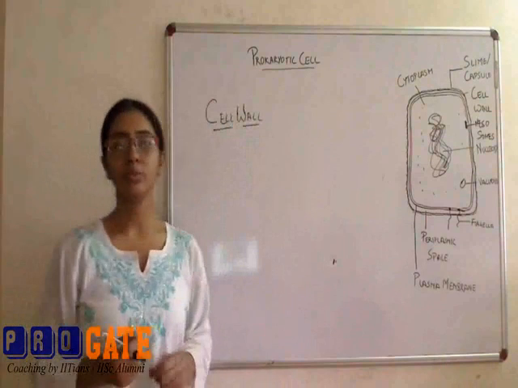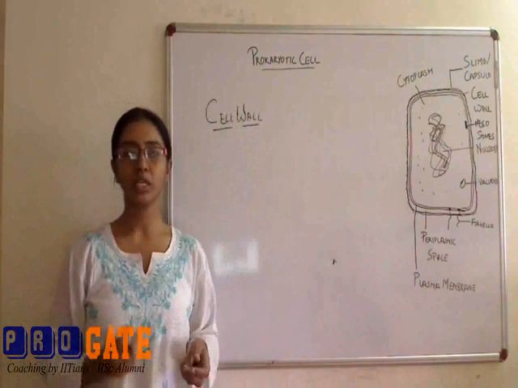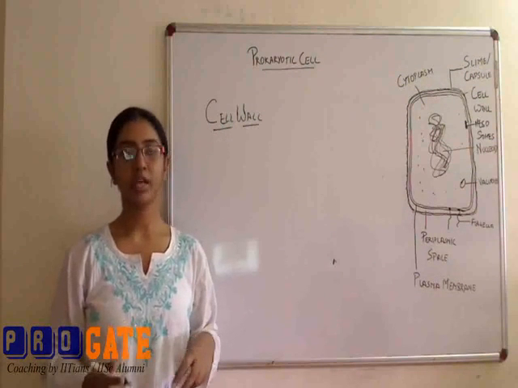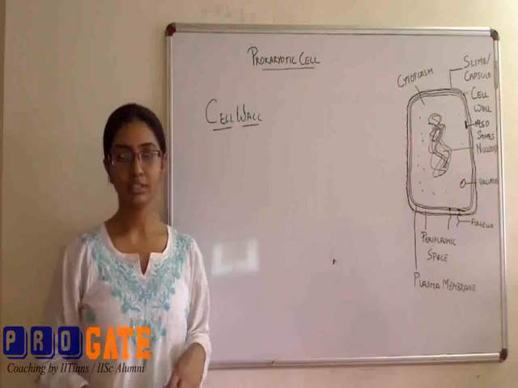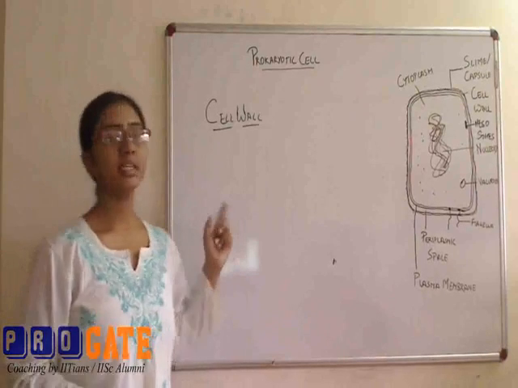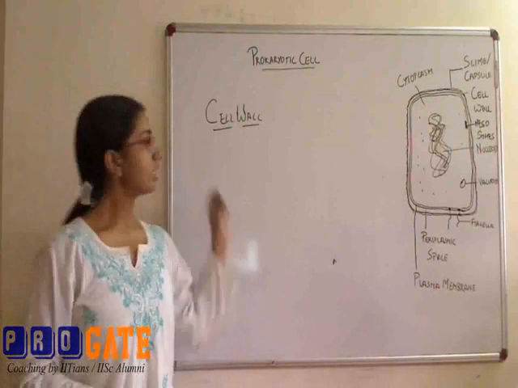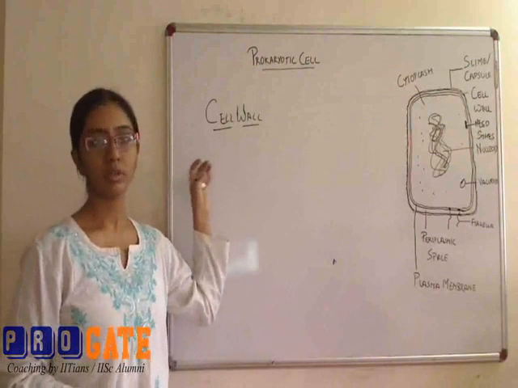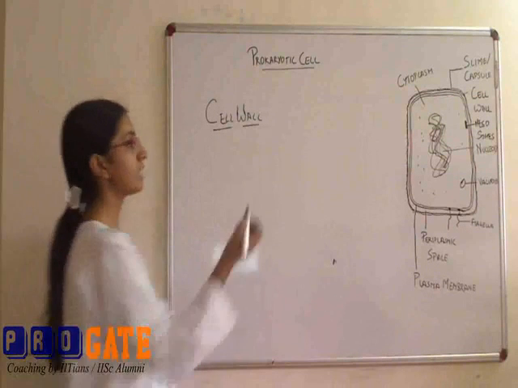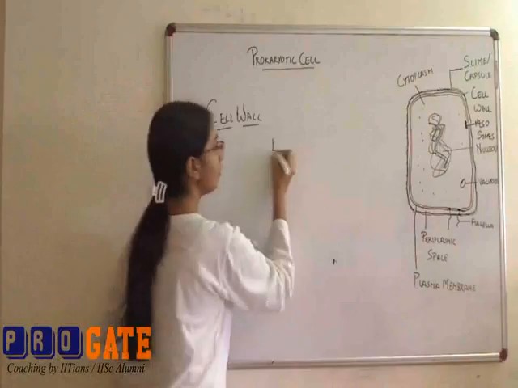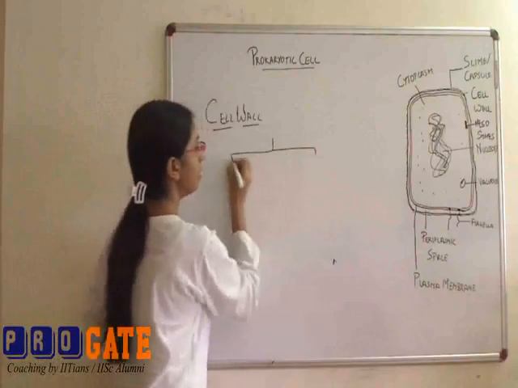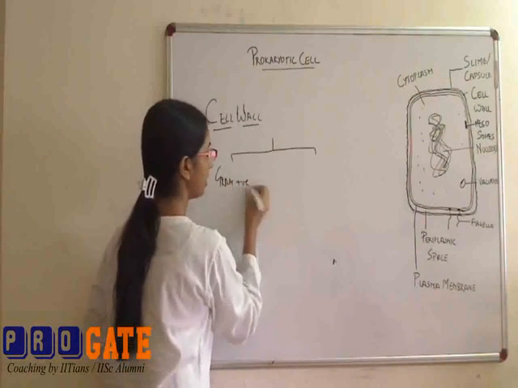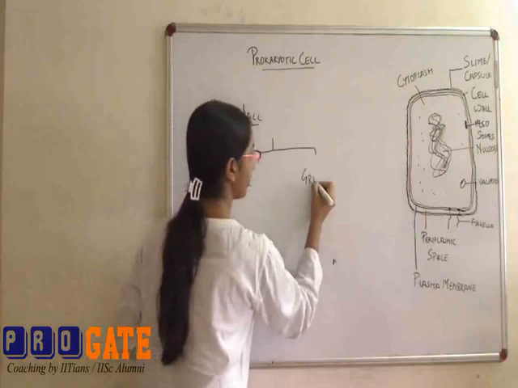So the components which actually provide the shape as well as the protection are different, and that's how the various bacteria differ. So earlier we had studied about staining of bacterial cells. The cell wall plays a major crucial role in the actual staining of the bacterial cell. So as we studied earlier, there are two types of bacteria based on the cell wall, that is the gram-positive bacteria and the gram-negative bacteria.